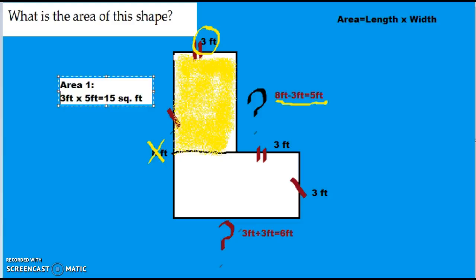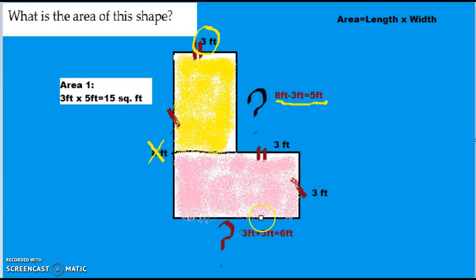Now we're going to find the area of the rectangle down here at the bottom. With this pink rectangle, we still need to find the length and the width so we can calculate the area. On the pink rectangle, the length of it is 3 feet. It's 3 feet on the side. We crossed out the 8 feet because that was the whole length. So this is the only one left that makes sense.